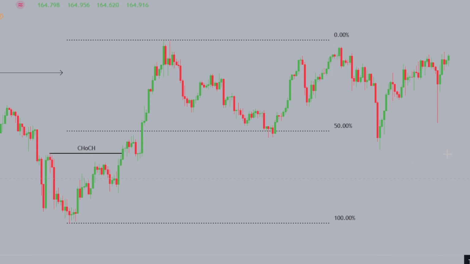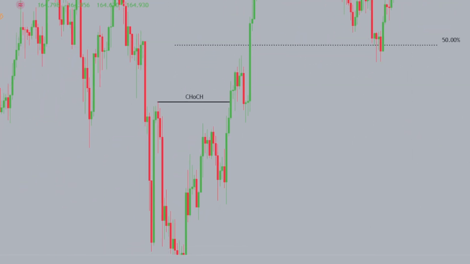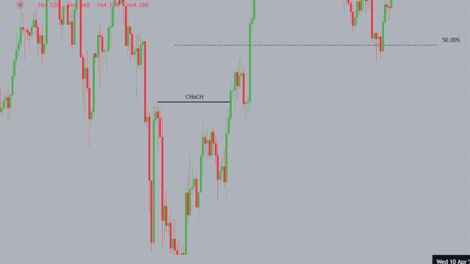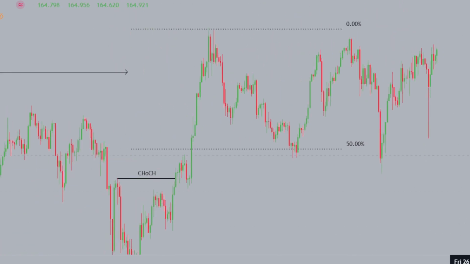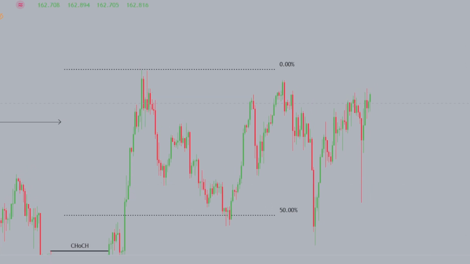From here, it's important to understand that we have filled the majority of this fair value gap in the discount. So this discounted fair value gap over here has been filled. Now from here, we need to understand that there are no signs of this market slowing down at all on the daily time frame. This here is a weak high. Currently, as it stands, this here is a weak high.